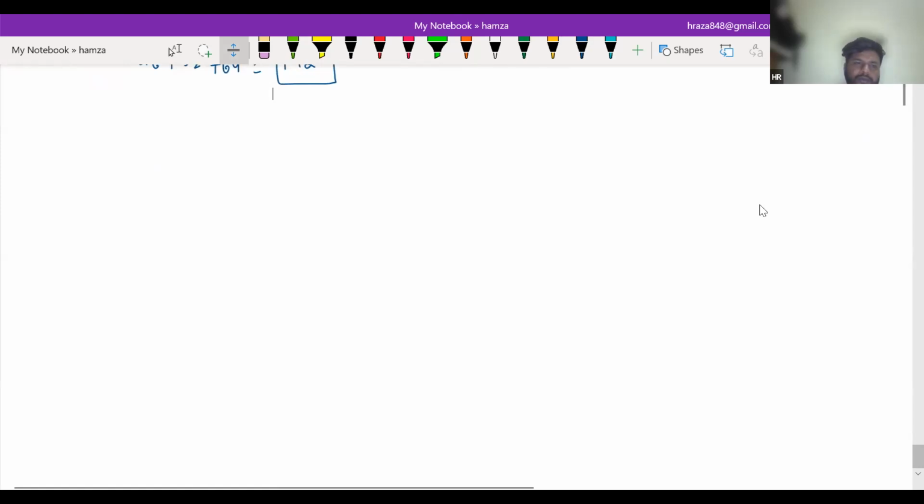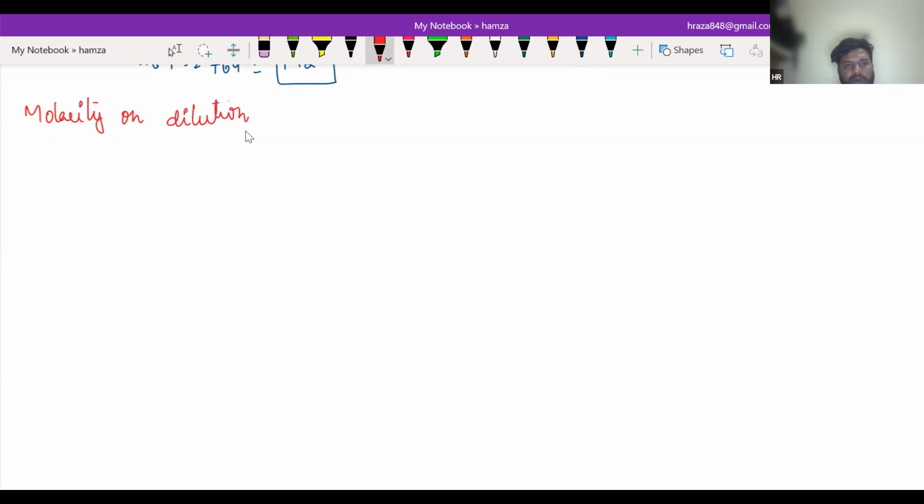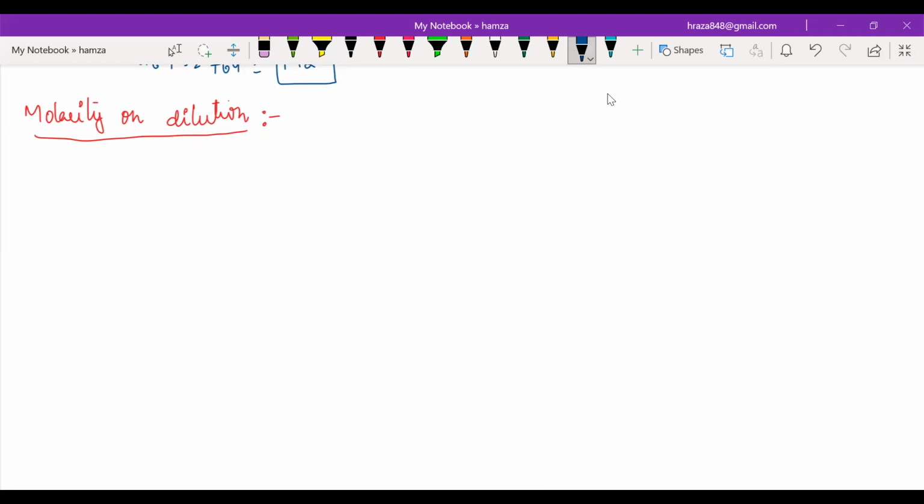Now see another type of molarity, that is molarity on dilution. Do you know what is dilution? Yes or no? Adding H2O. Basically, what does it mean? Mixed basically with water. Whenever we add solvent in a solution, that is dilution.